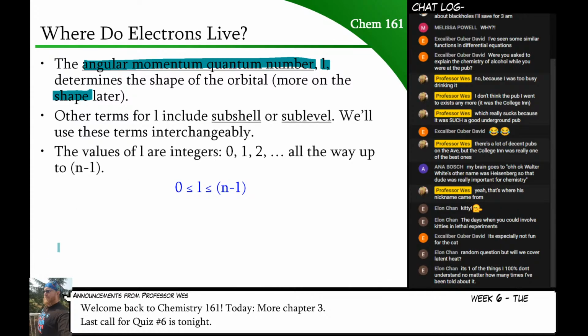Now, other words that you're going to hear for L will include subshell or sublevel. Keep in mind that L in the font that I use looks kind of like the number 1. This is intended to be a cursive L here, I guess. So the values of L. And down here, that's probably the most important one. 0 is less than or equal to L, which is less than or equal to n minus 1. So your L value can be any integer between 0 and n minus 1.